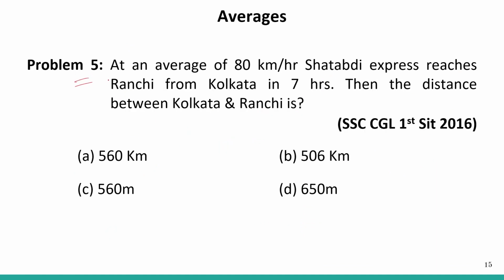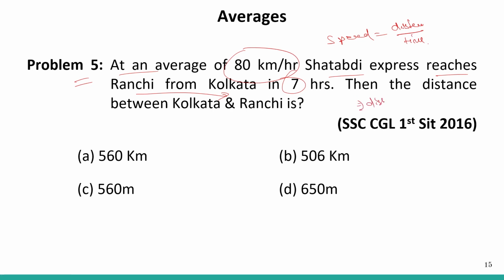So let's see problem number 5. At an average of 80 km per hour, Shatabdi Express reaches Ranchi from Kolkata in 7 hours. So we know the speed distance formula, that is speed is equal to distance by time, right? So given to us that speed is this much and time taken is this much. So distance is equal to what?